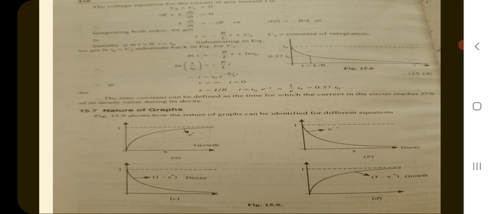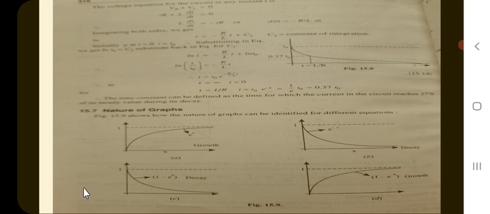That is, at t equal to L upon R, I is equal to I0 e to the power minus 1, which is equal to I0 upon e, which is equal to 0.37 I0. Therefore, the time constant can be defined as the time for which the current in the circuit reaches 37% of its steady value during the decay. Now this is the graph of decay of the current. This graph is an exponential decay.